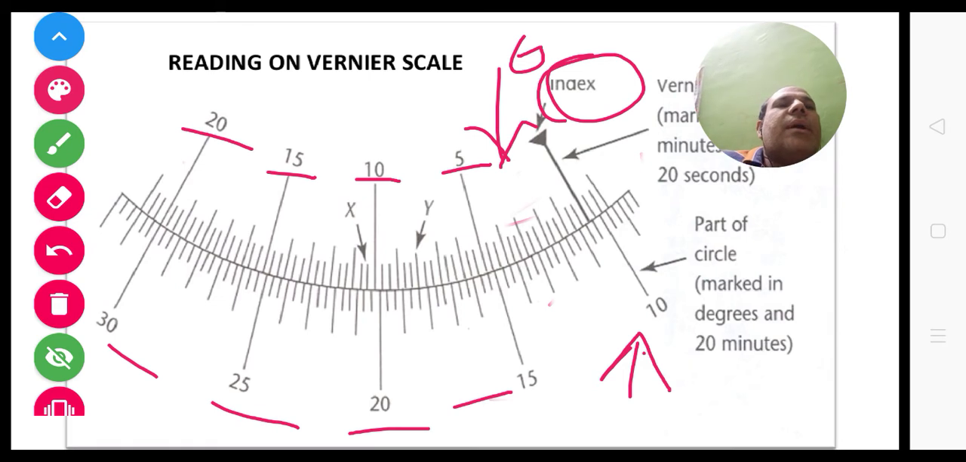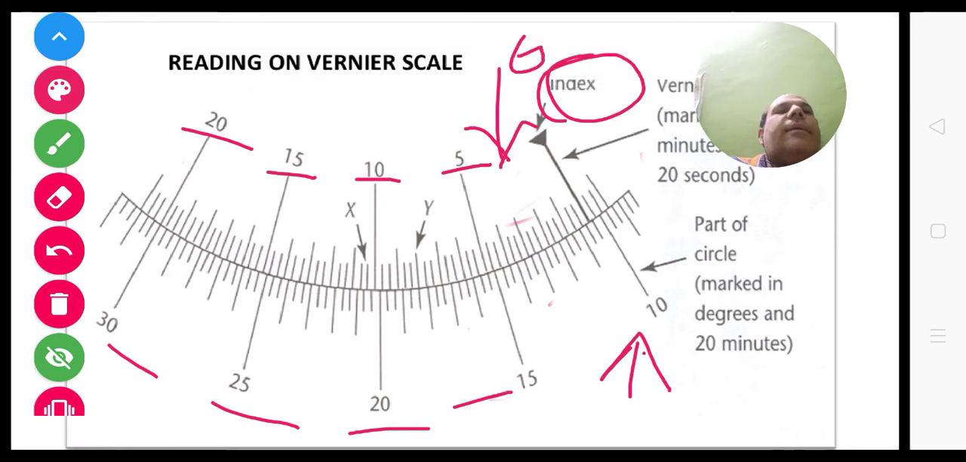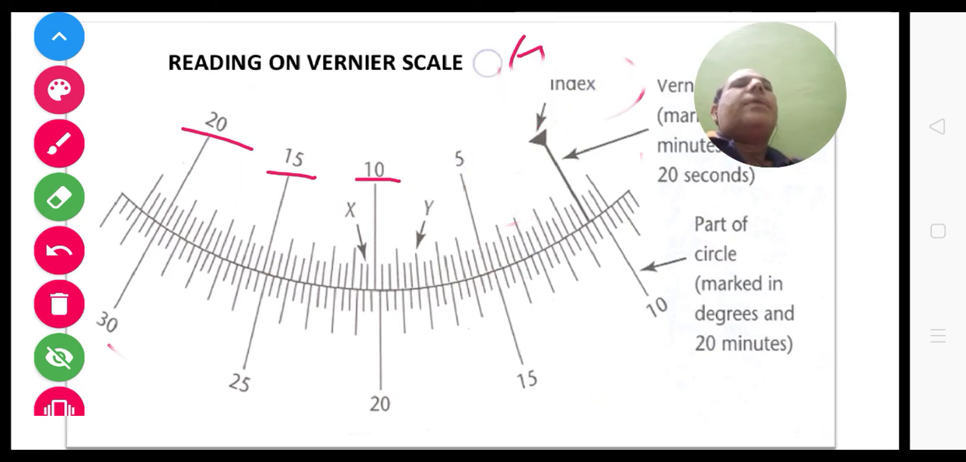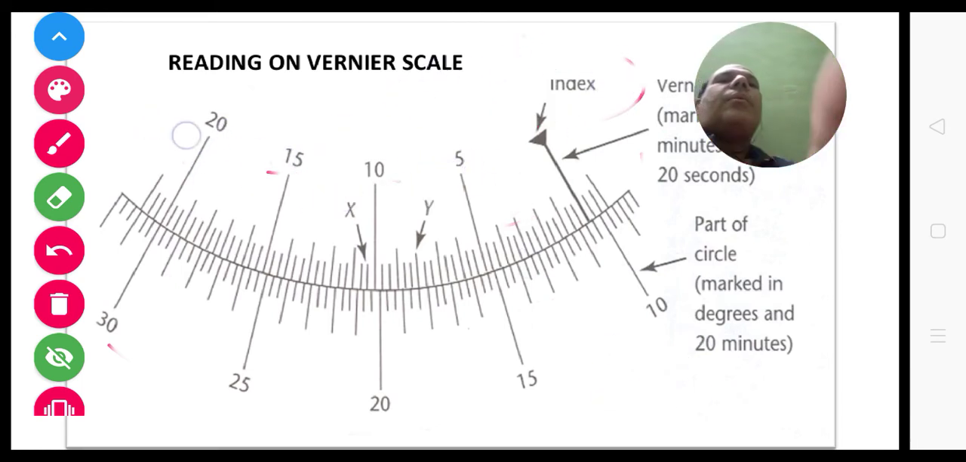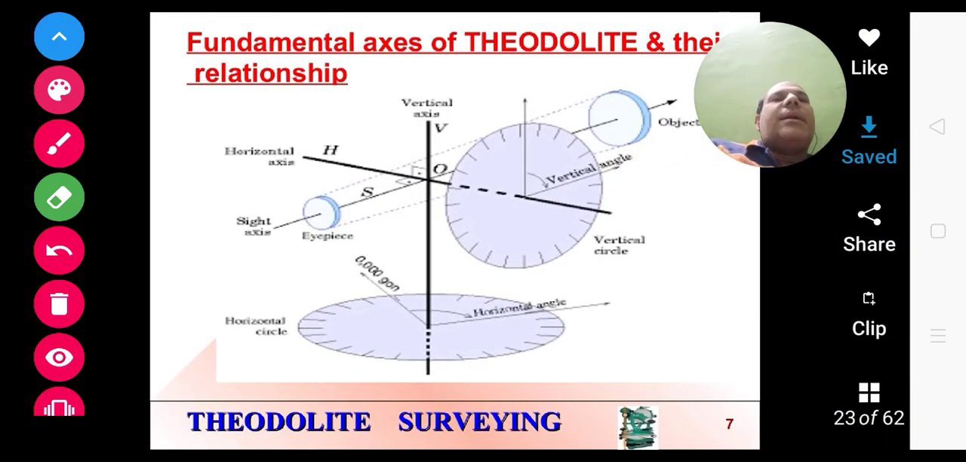The division is the same. That is, the line coinciding on the main scale and vernier scale gives you the reading. This vernier scale is particularly used. I have put a YouTube video also on this to clarify your doubt on how to measure the vernier. We will see that in our video. For right now, just remember in your mind that the lower scale is graduated in degrees and the upper scale is graduated for 20 minutes and seconds. Then these are the fundamental axes and their correlation.